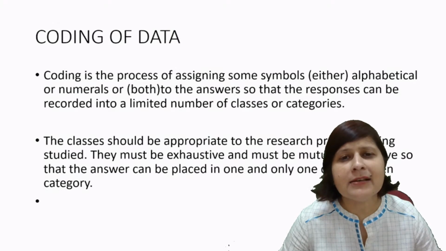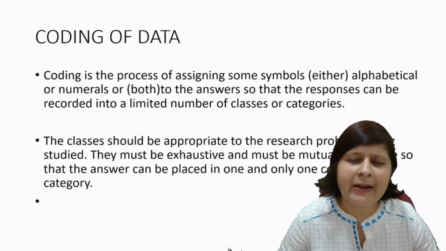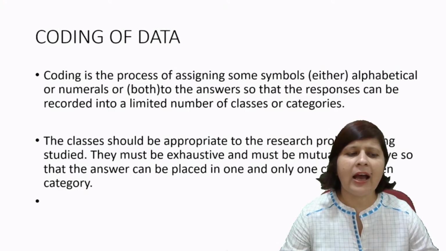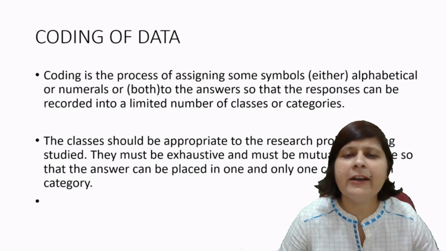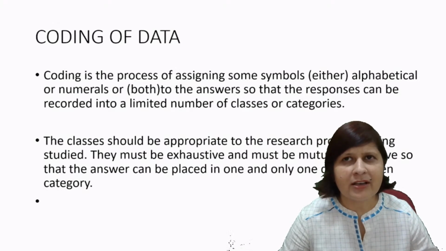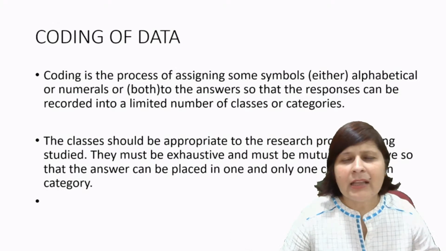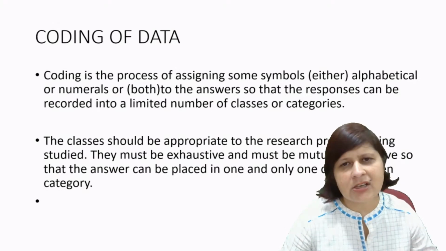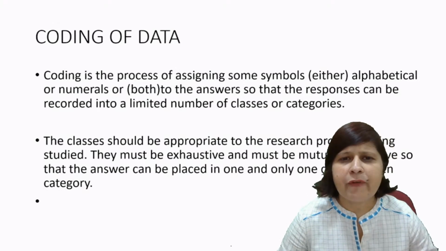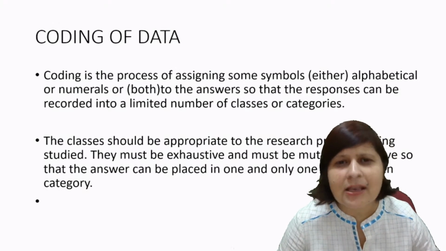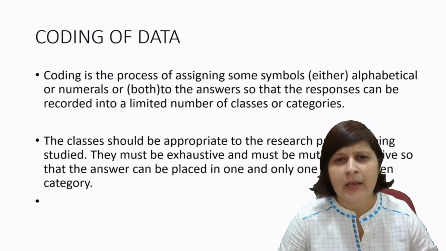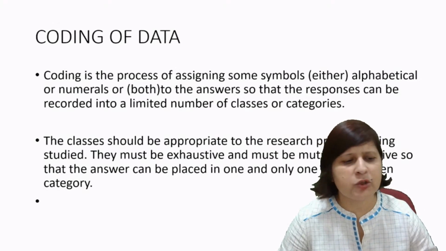and this is known as coding of data. Coding is assigning symbols, either alphabetical, numerical, or both, to the response, so that the responses can be recorded in a limited number of classes or categories. There should not be an unlimited number of classes or categories. The classes should be appropriate to the research problem being studied. Whenever you are classifying your data into classes, it should be with reference to your research problem.